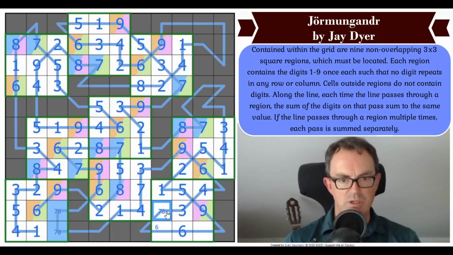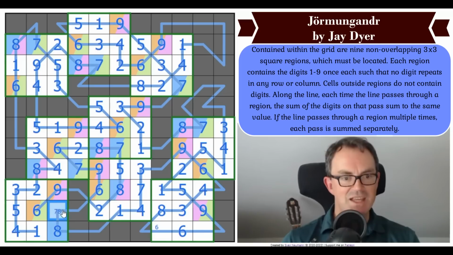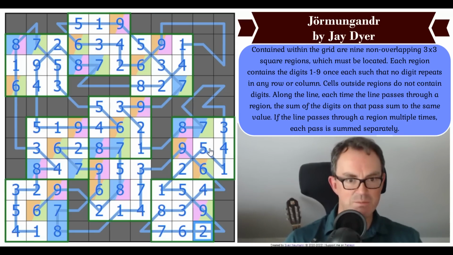I'm not going to claim I know which, except I do, of course. I've got 7 there, so that's got to be 8. So that's 8, that's 7. And now I need 7 in one of these, and Sudoku tells me it's this one, and that's a 2. And that is the puzzle, I think. I've just got to colour it in properly.